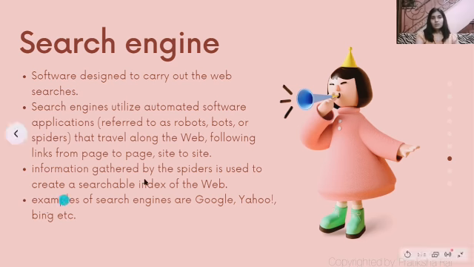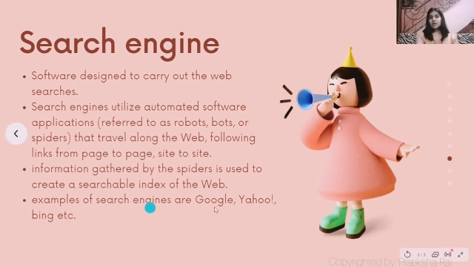Information gathered by the spiders is used to create a searchable index of the web, as I've already said. All this information that the web crawlers or the spiders have got is actually the information that you see in your search results.